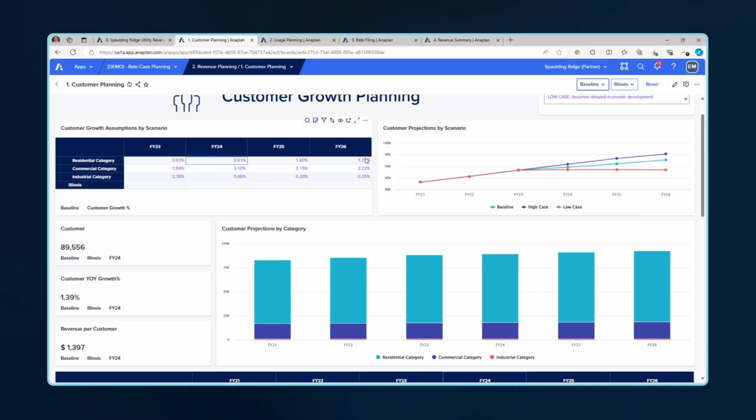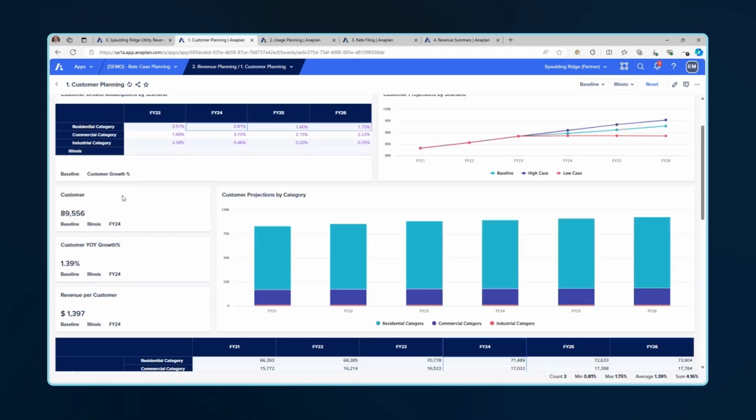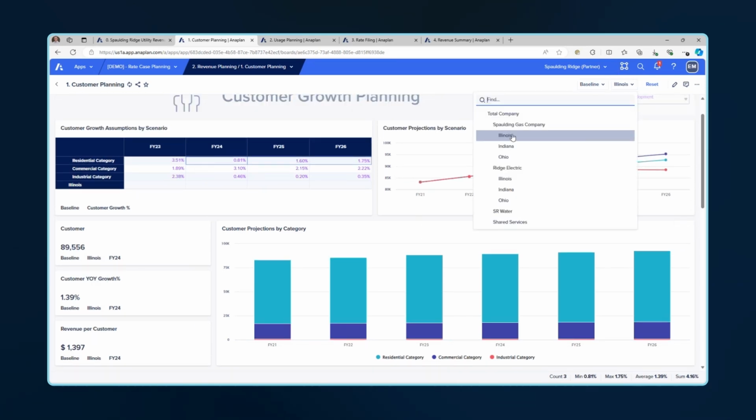So I've put in for my base case an outlook that I gained from a business analytics department, where they used historical data and some insights into future customer movements to generate a growth pattern for residential, commercial, and industrial. And you'll see those here entered in the grid. KPIs down below show our customer count for FY24, year-over-year growth percent, and then ultimately a revenue per customer line. So we're looking at Illinois as a whole here.